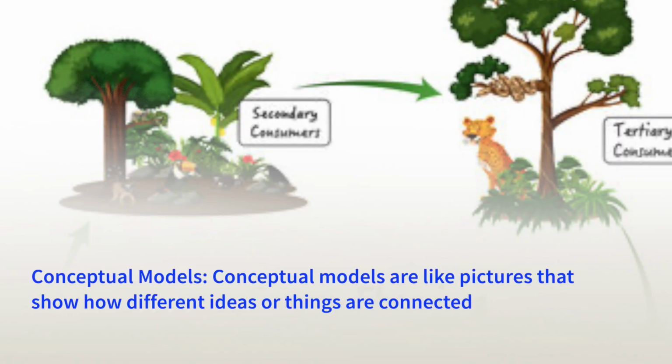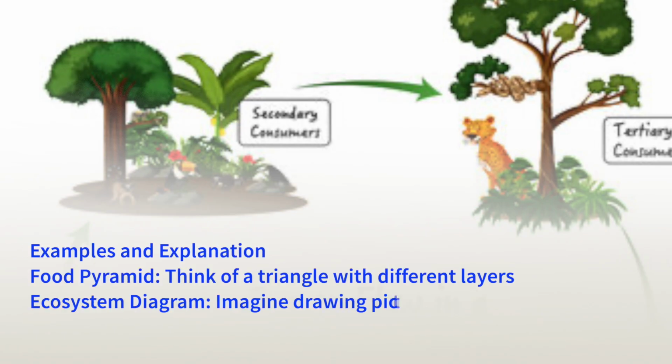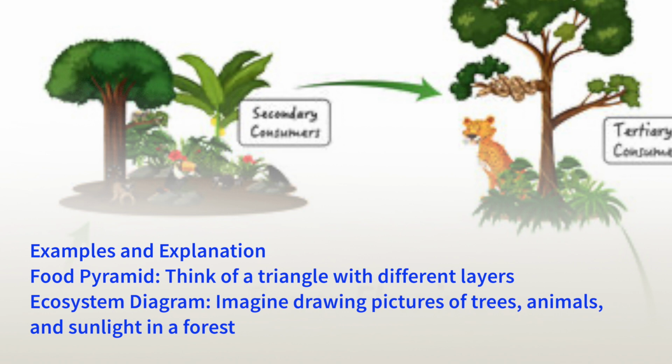Now, there are conceptual models. These conceptual models are like pictures. They show different ideas, different things, how they are connected and how you can predict their outcomes. An example of this category is the food pyramid. Think of a triangle with different layers. This is a picture that shows which foods are good for our bodies and how much of these we can eat. And also the ecosystem diagram. You can see how the trees, animals, microorganisms and the higher level animals are connected with each other.